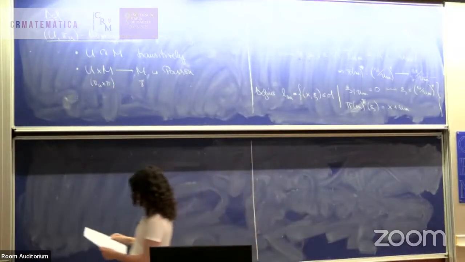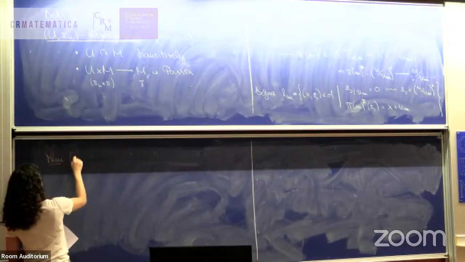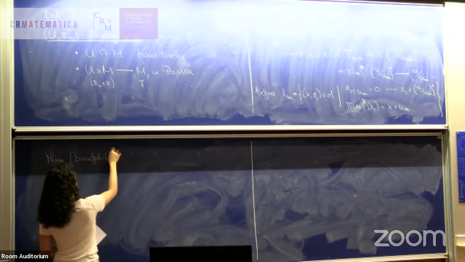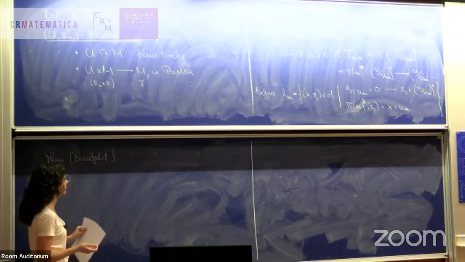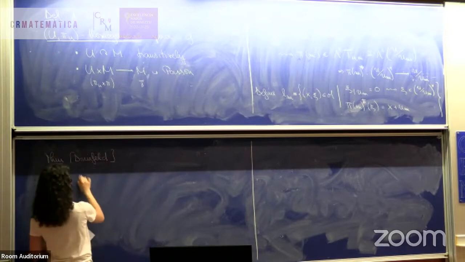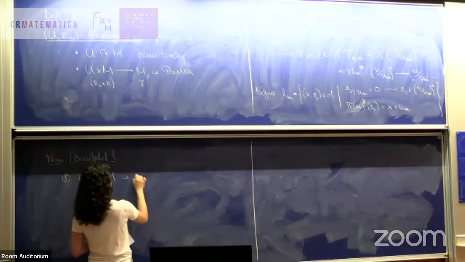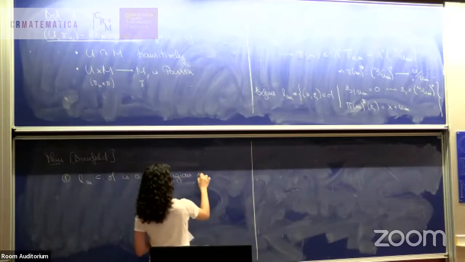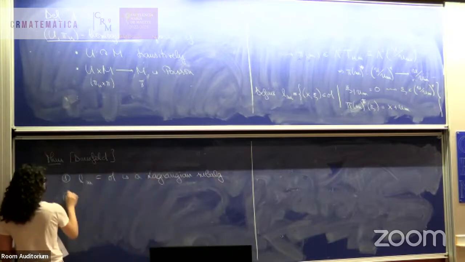Okay, and theorem. This construction is due to Drinfeld from sometime in the early 90s. And the theorem says that the subspace L_m that I've defined is a Lagrangian subalgebra of the Lie algebra D.